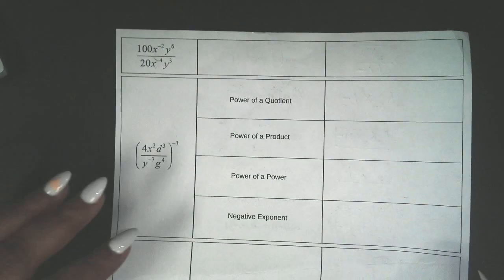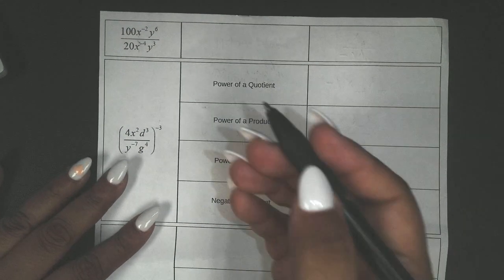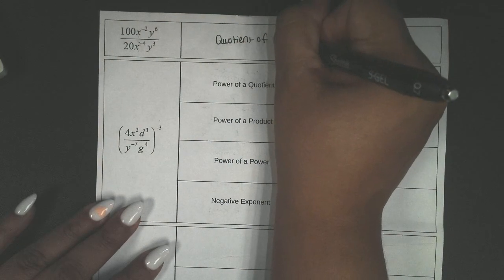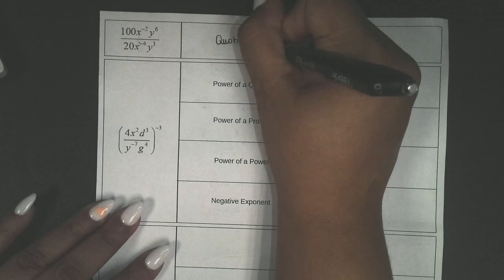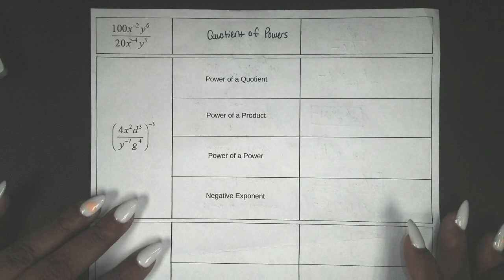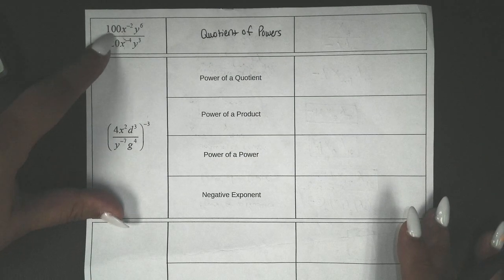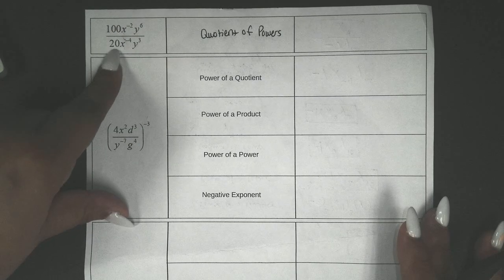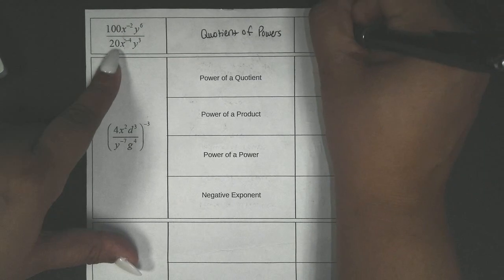Alright, turn to the back. Again, we have a quotient, a quotient of powers rule, because you have a division problem. And again, the first thing we're going to do is divide the numbers in the front, the coefficients. So 100 divided by 20 is 5.